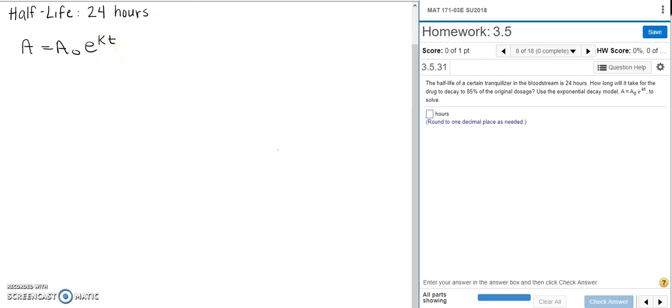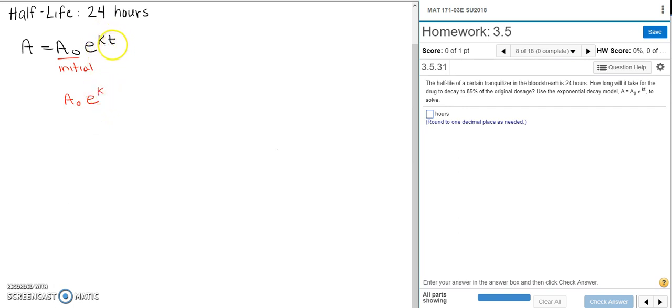Okay, so let's think about what they gave us and what they didn't give us. They did not give us an initial amount. This is our initial amount, how much we start with. They didn't tell us. That's because it doesn't matter. We don't necessarily need an initial amount, so we're just going to keep using A naught for that. They didn't give us our decay rate, so we don't know K.